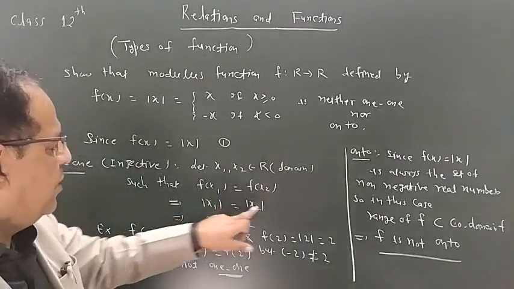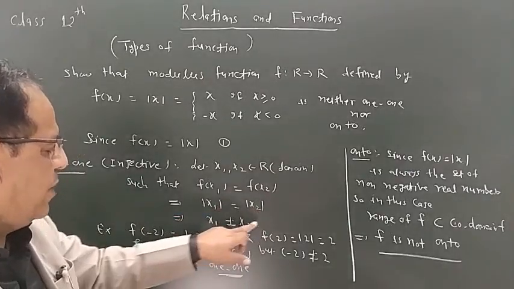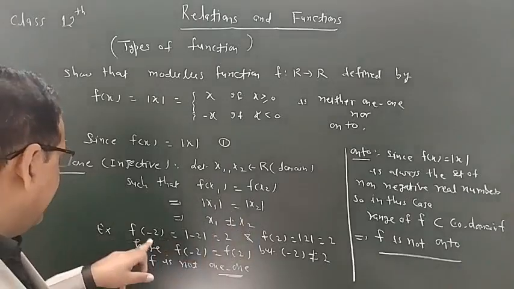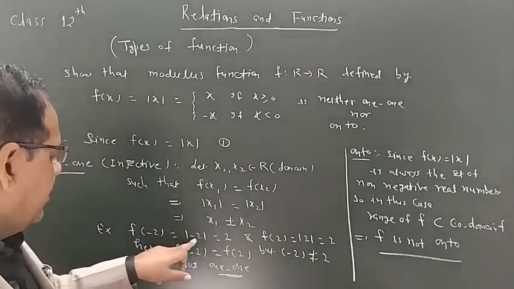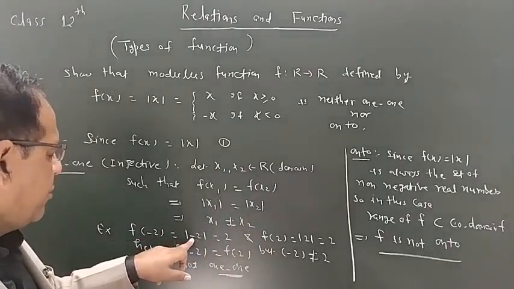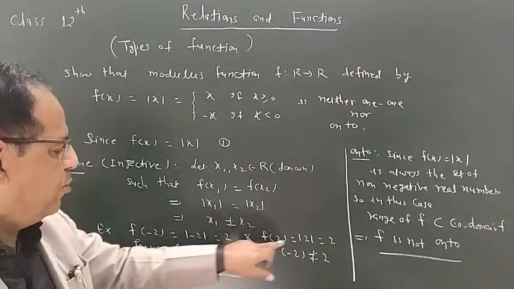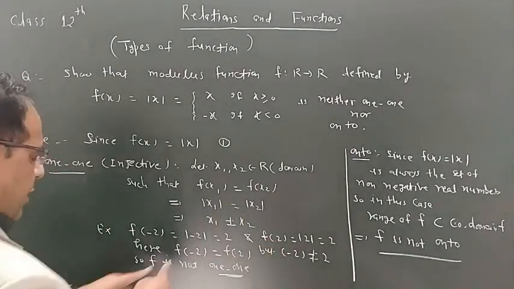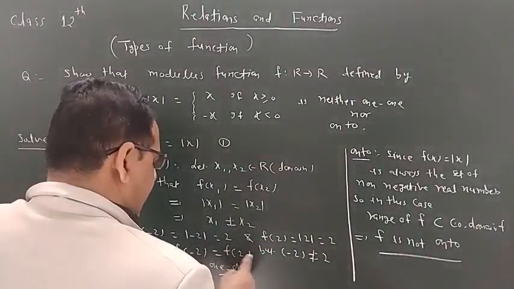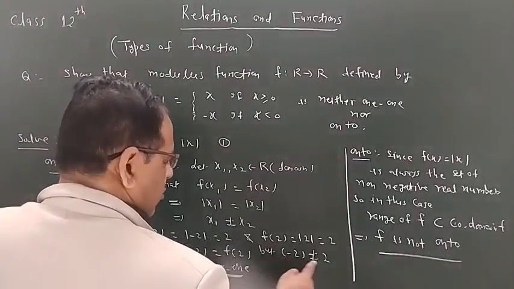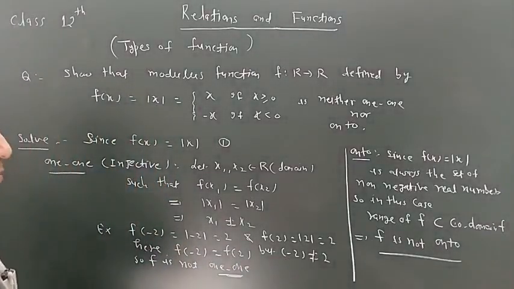So mod x1 equal to mod x2, but x1 not equal to x2. We show this by an example. f(-2), that means mod of -2, is equal to 2. Similarly, f(2) is also equal to 2. So the images of f(-2) and f(2) are both equal, but -2 is not equal to 2. That means f is not one-one.